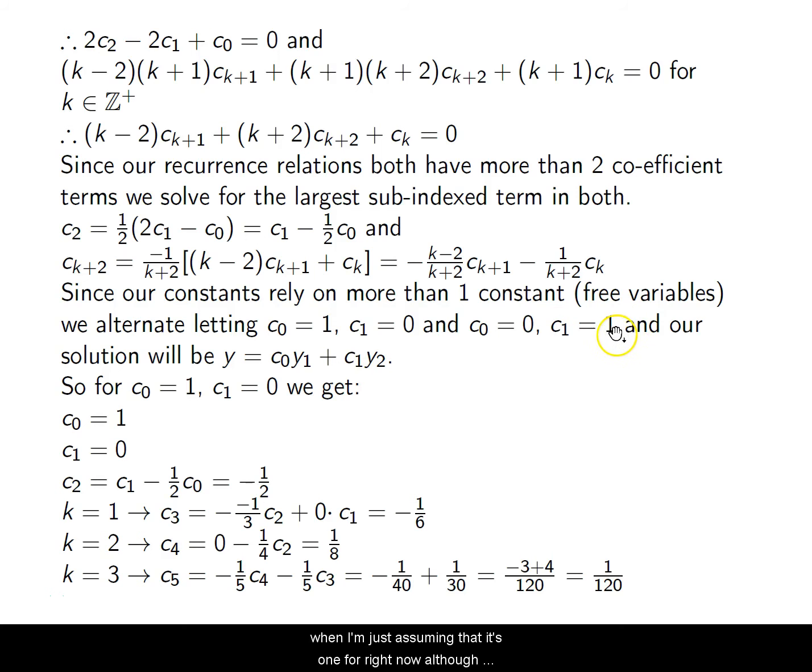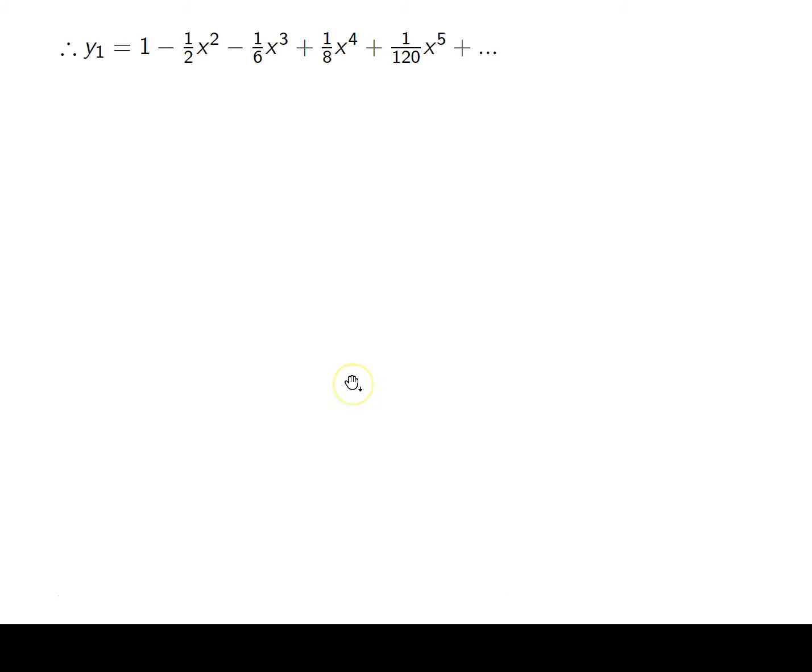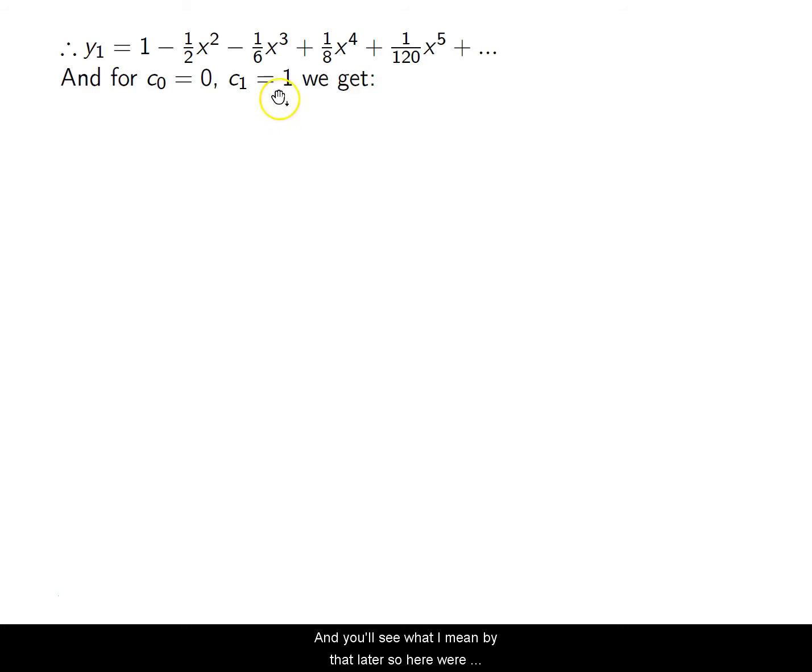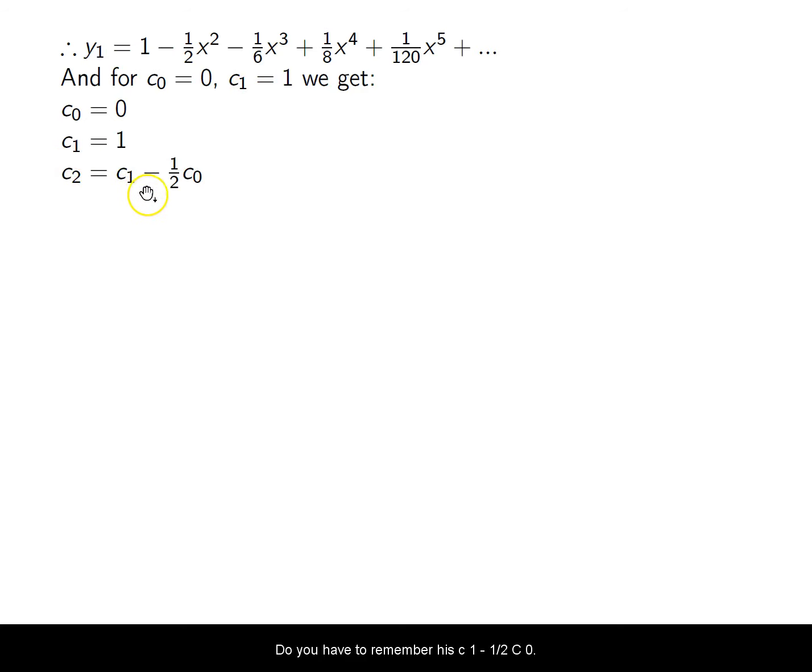I'm just assuming that it's 1 for right now, although it can be any value. So at the end, I'm just going to take my answer for y2 and multiply it times the coefficient c1. You'll see what I mean by that later. So here we're swapping which one is 0 and which one is 1. So c0 equals 0 gives me this. c1 is going to be 1. c2, remember, is c1 minus 1/2 c0. So I'm going to have 1 minus 0, or just 1.